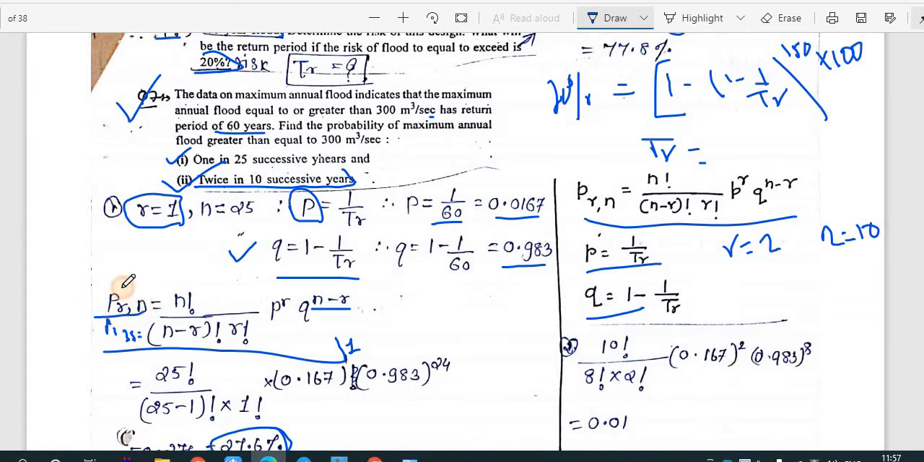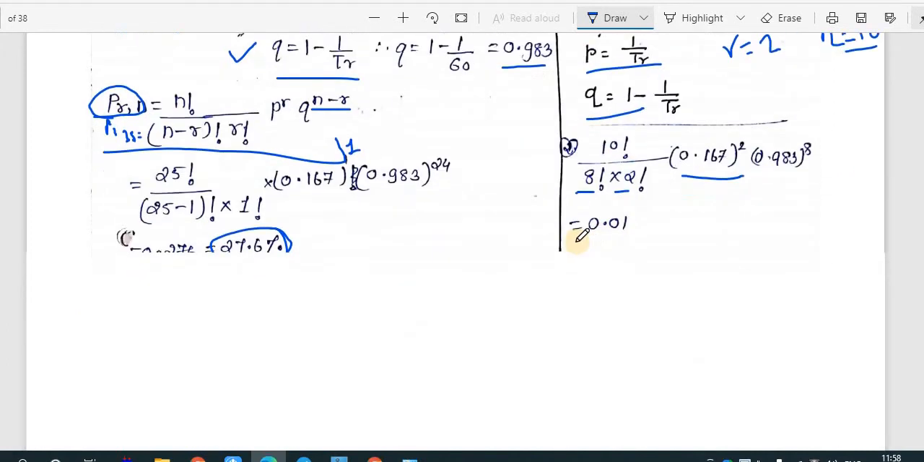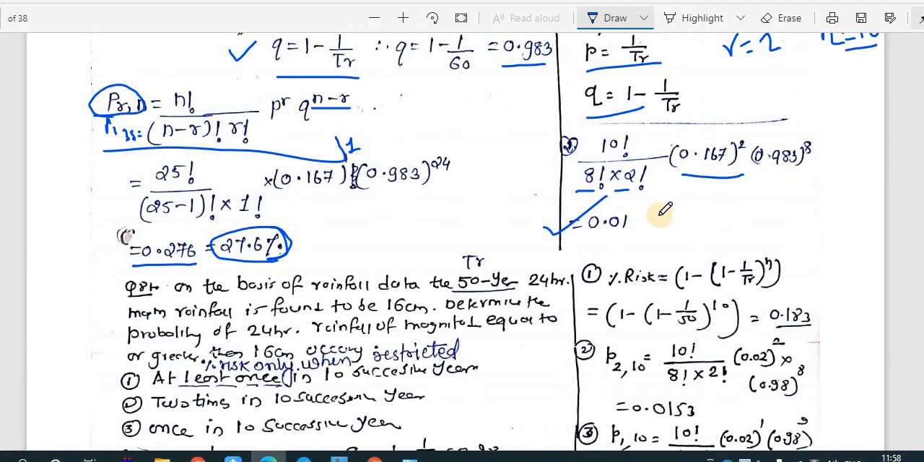again we are going to use this formula only. So n is 10, divided by n minus r, so 10 minus 2, it will be 8, r is 2. p to the power r, so 0.167 to the power 2, and q is coming out to be 0.983 to the power n minus r, so n is 10 minus 2, it will be 8. The final value is coming out to be 0.01.